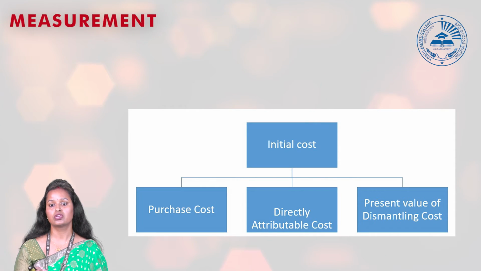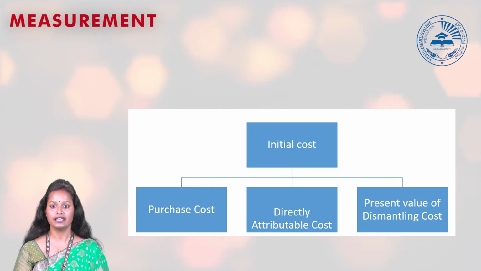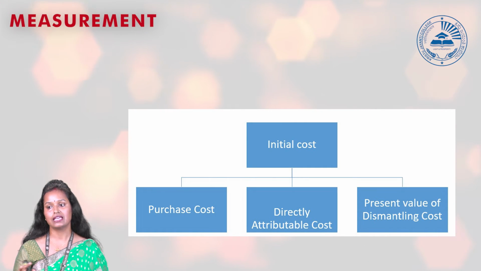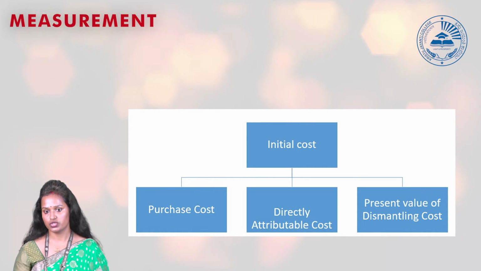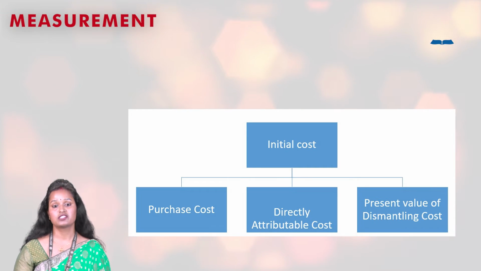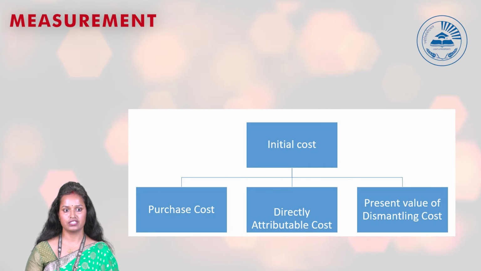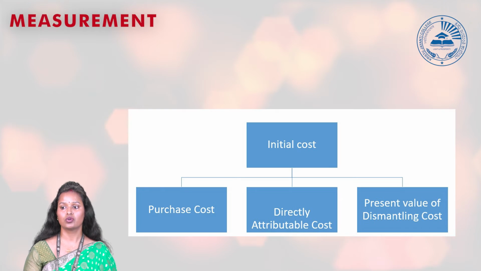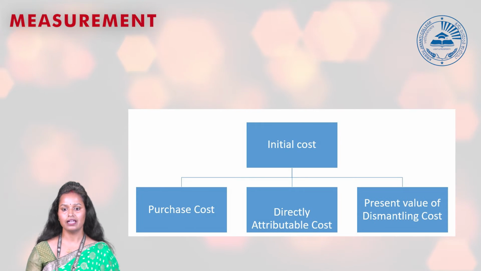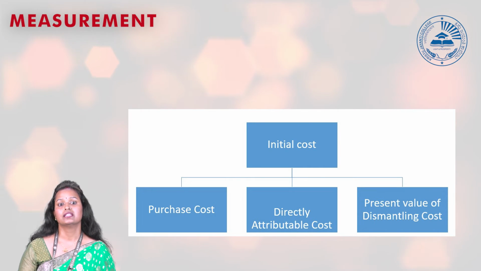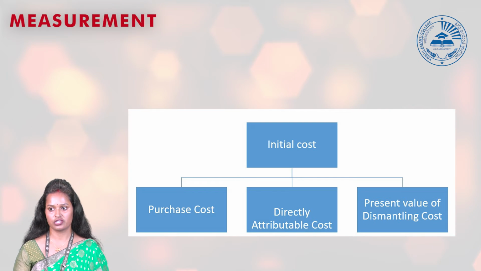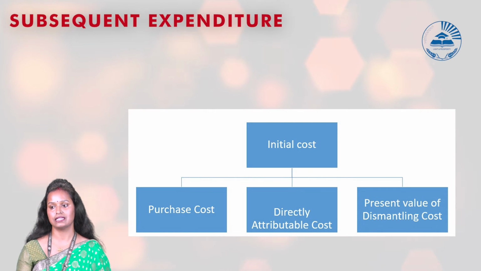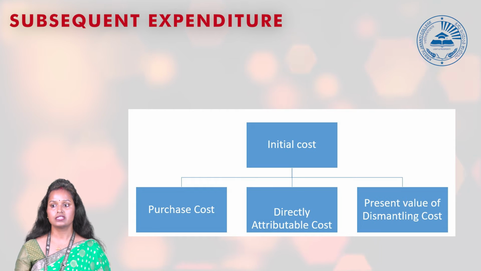Okay, so they used to give a cost to the government if they are damaging anything under the ocean. So all these costs must be added in the very first year when we record that particular asset in our balance sheet. Now there will be a subsequent measurement: from next year, what will be the cost that we are going to record?